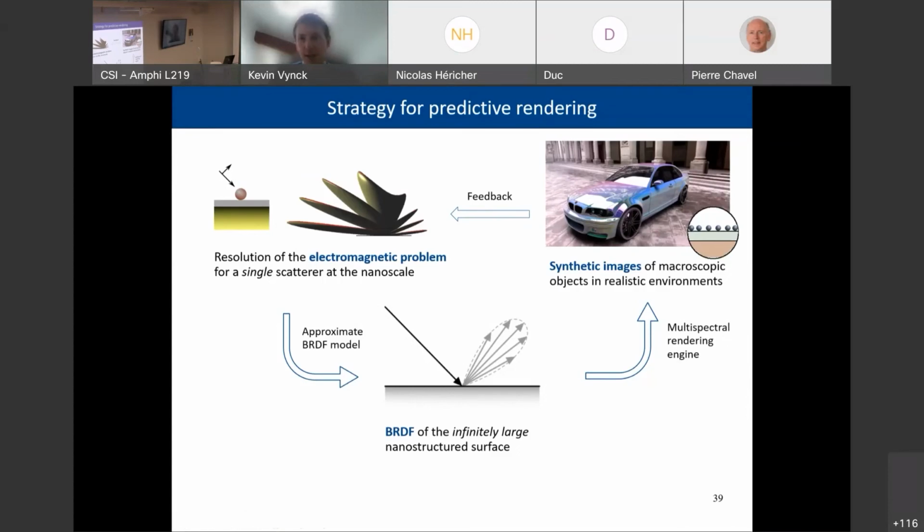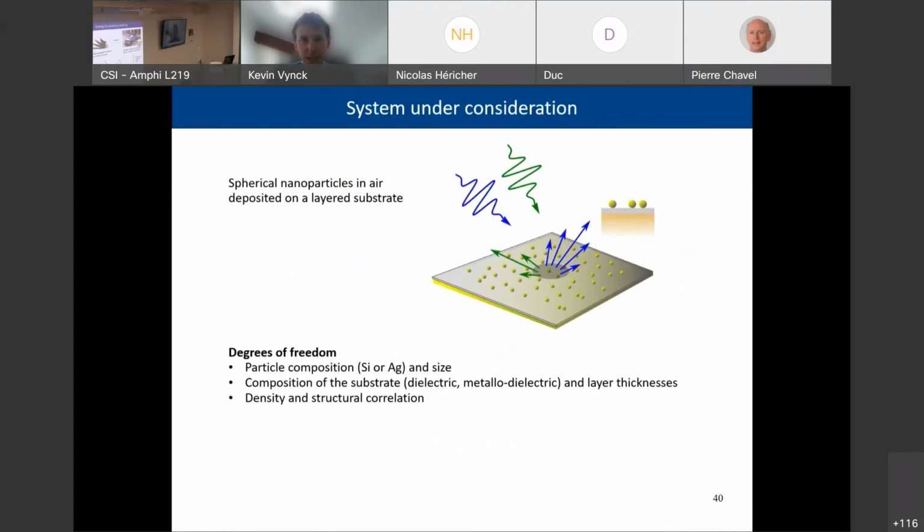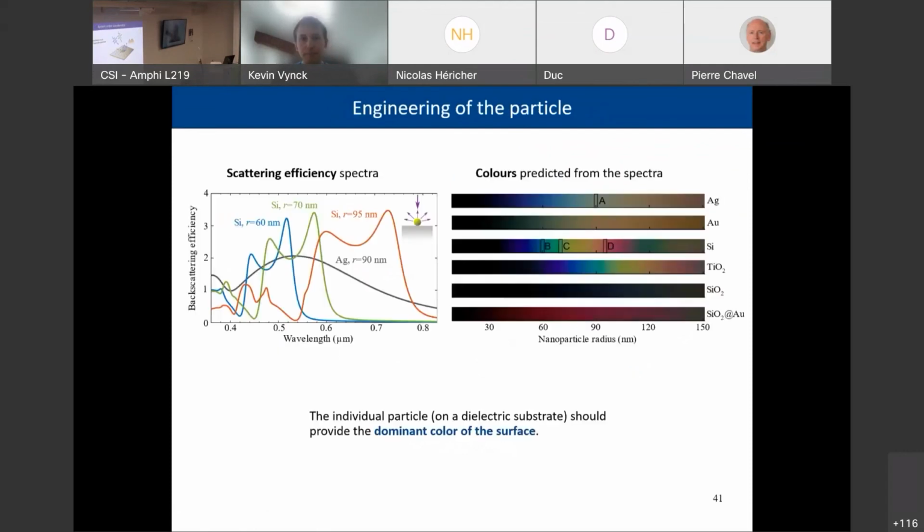And then we incorporate this BRDF model in a multispectral rendering engine to generate synthetic images of macroscopic objects in realistic environments. So in brief, the systems that we considered in this work are spherical particles in air that are deposited on a layered substrate. And we try to understand how changing the size or the composition of the particles, the composition of the substrate, or the density and the correlations in the position of the particles are affecting the visual appearance.